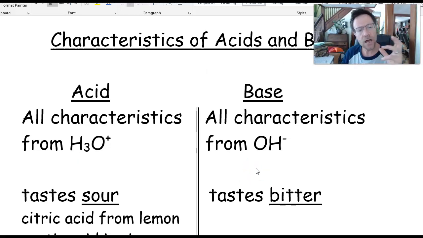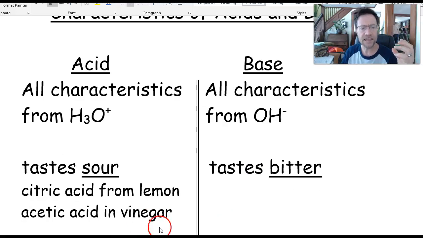As far as tasting, we actually are made to love the taste of acidic things. It tastes sour, like Sour Patch Kids, lemons, pretty much anything citrus. Vinegar, anything vinegary.